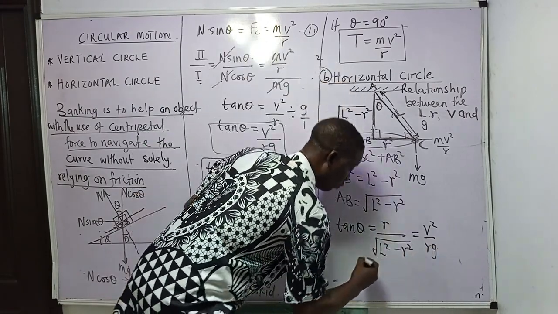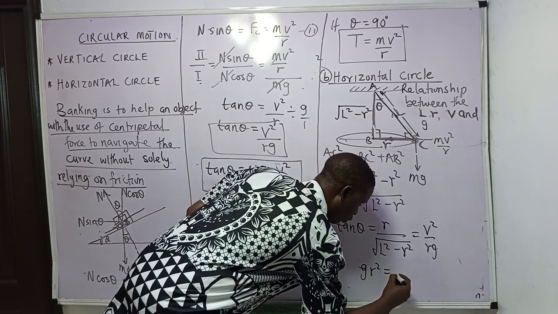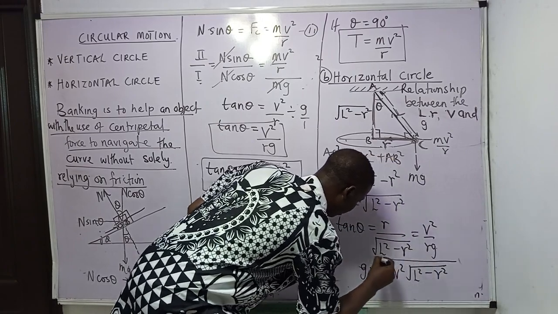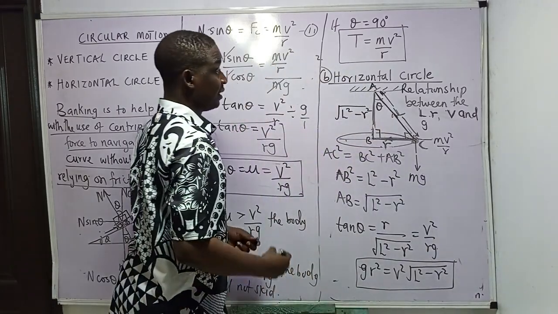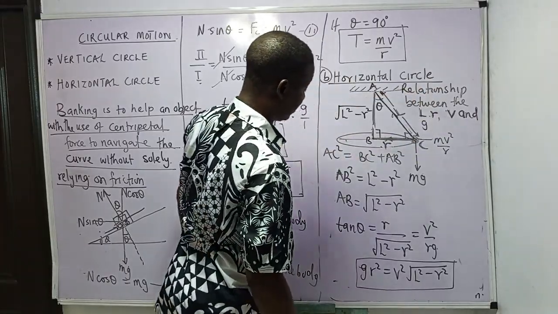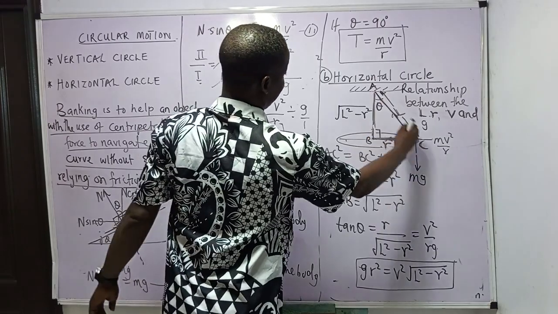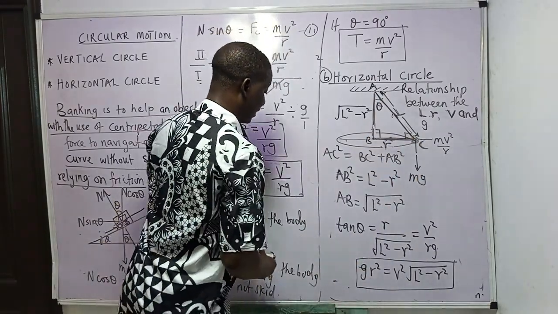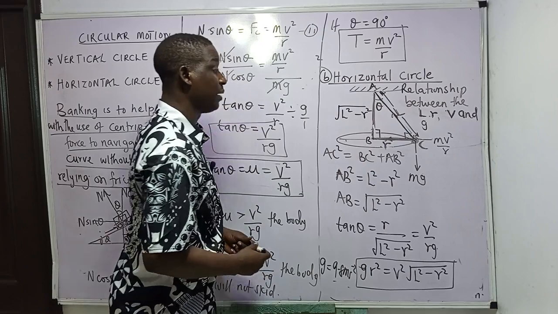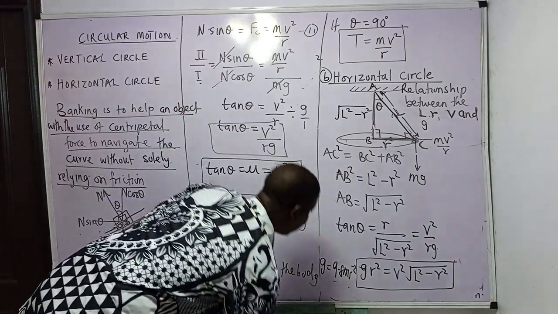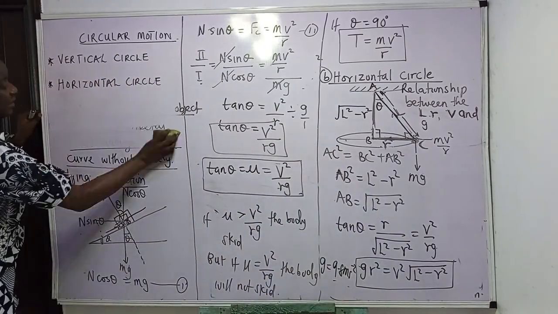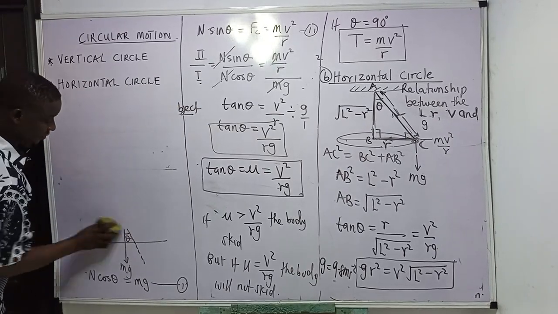If you cross multiply now, what do you have? G R square equals V square times square root of L square minus R square. So this is the relationship between the length, radius, velocity, and gravity. In case you are asked to find the length and you are given radius, you can find it here. Don't forget G remains 9.8 meters per second square. So this formula can be used. We can also generalize.